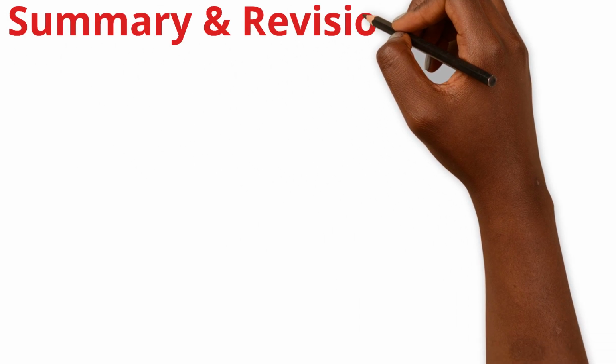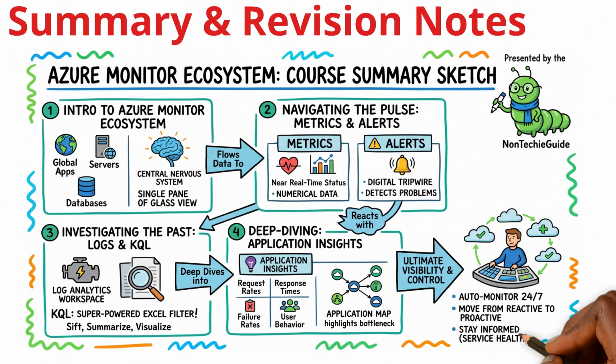In this course, we journeyed through the Azure Monitor ecosystem, transforming from reactive troubleshooters into proactive cloud experts. We explored how Azure acts as a centralized nervous system, pulling telemetry into a single pane of glass. We mastered the two pillars of data, metrics for real-time health, and logs for historical storytelling. We learned to set digital tripwires using alerts, ensuring the system could notify teams or even fix problems automatically. We mastered Log Analytics to sift through millions of records and used Application Insights to spot software bottlenecks instantly. By the end, we built a complete strategy for ultimate visibility and control over the entire platform.